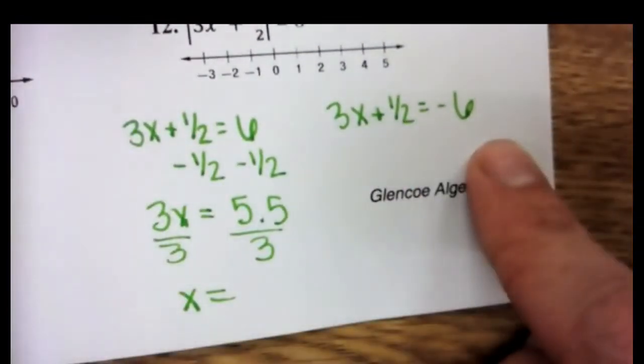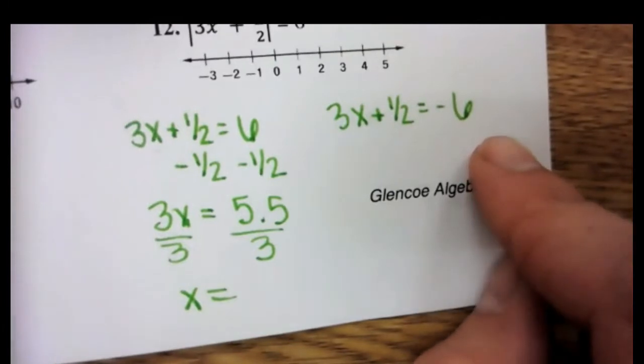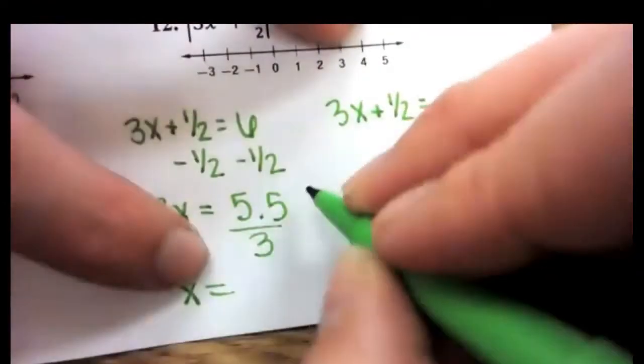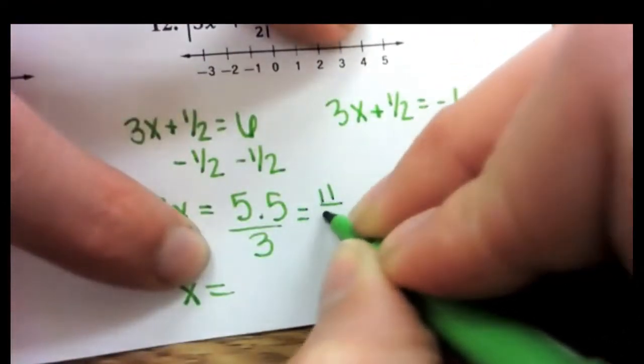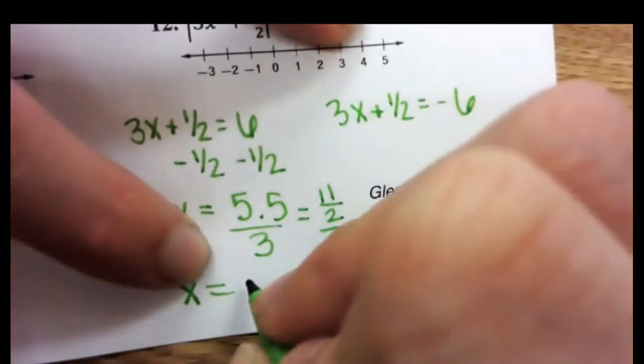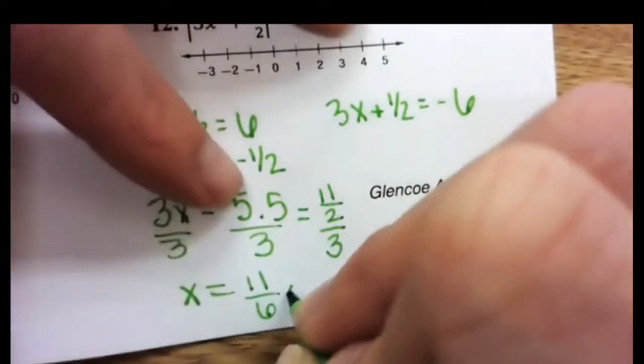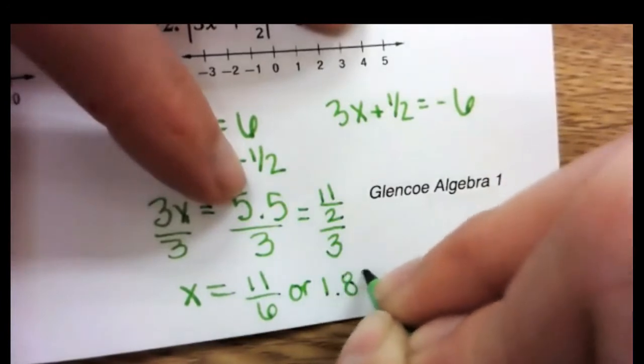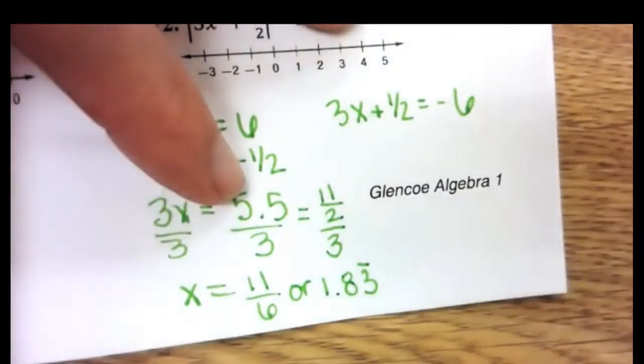For the other side, that would have been 11 over 2 over 3. So it would be 11 over 6 or 1.83 repeating.